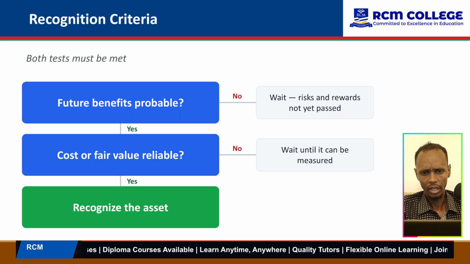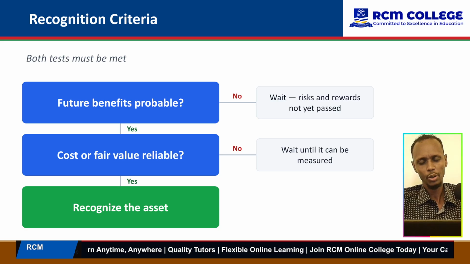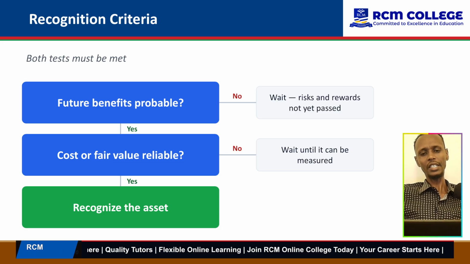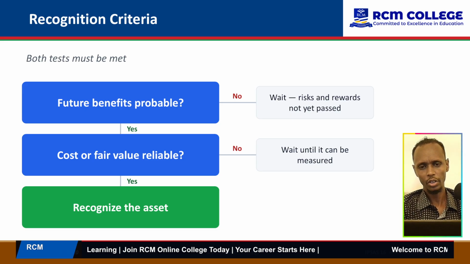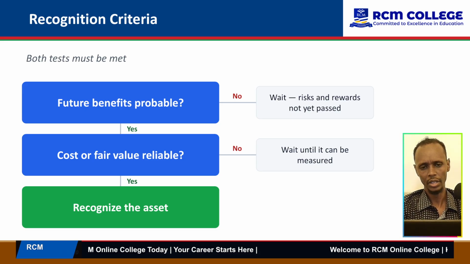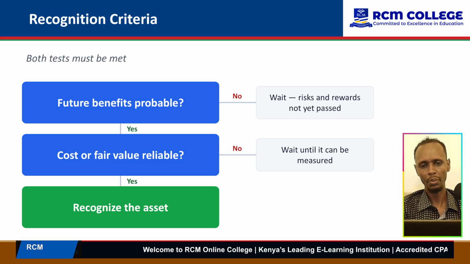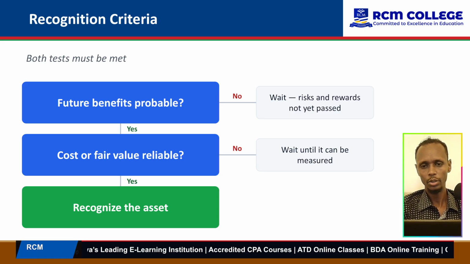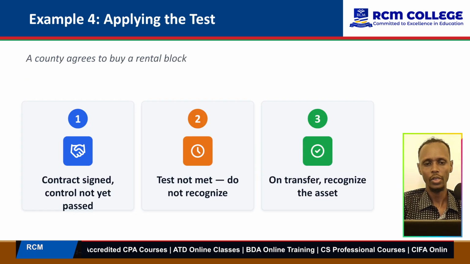Recognition and initial measurement. How do we recognize? We recognize the way we are recognizing property, plant and equipment. You look at control. You look at probable future service potential or economic benefits. We look at whether you can reliably measure fair value or the cost. Then you recognize the asset if it qualifies on all those.